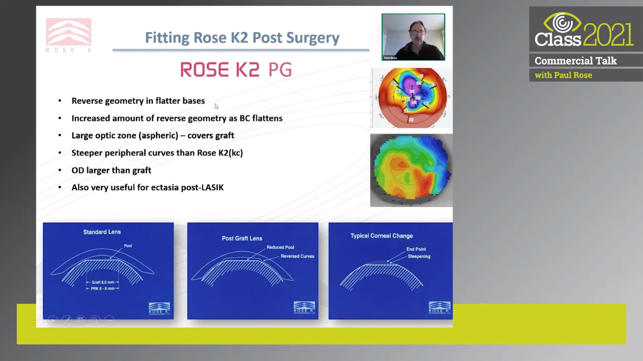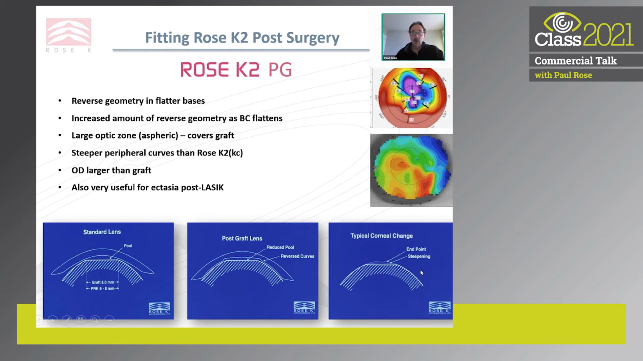If we look at the design, it has reverse geometry, and particularly in flatter bases, anything flatter than about 7.2 has reverse geometry. This increases as you get flatter and flatter with your K readings, which makes sense because if you try to fit a normal lens, like a keratoconic lens, on a cornea that's this shape, you end up with a large central pull over that oblate area. The only way to get around that is to apply what we call reverse geometry, or reverse curves, just outside the optic zone, which reduces the thickness of that tear layer. And the more oblate the cornea is, the more reverse geometry the post-graft design has in it.